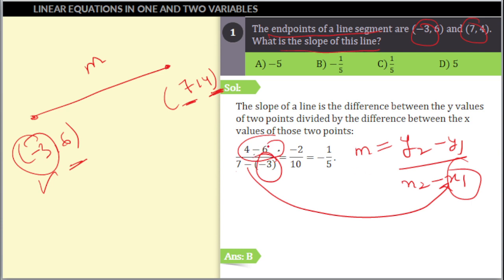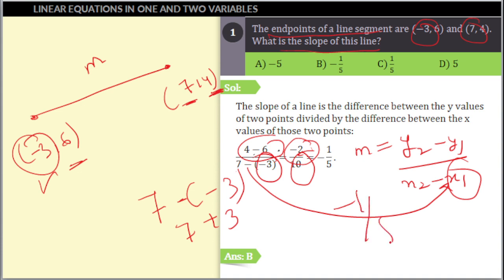If we calculate, 4 minus 6 is minus 2. Now 7 minus minus 3 is 7 plus 3, which is 10. We divide minus 2 by 10 and get minus 1 by 5. So this is the slope of this line.